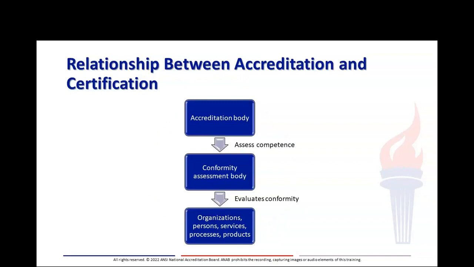So now we can see the relationship between accreditation and certification. The accreditation body, such as ANAB, assesses competence of a conformity assessment body, such as a laboratory, inspection body, certification body, etc. The conformity assessment body then evaluates conformity of organizations, persons, services, processes, or products. That evaluation results in a certificate, such as an ISO 9001 certificate for an organization, or a credential for a person, or a conformance report for a certified product, or a test report, calibration certificate, or inspection report, for example.